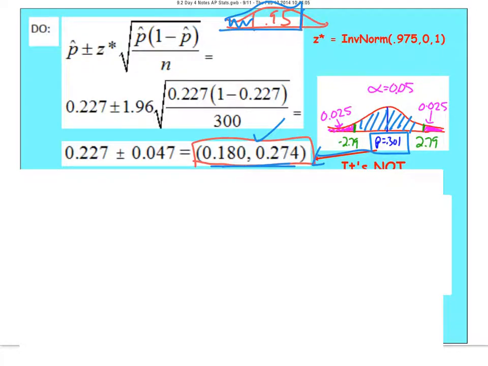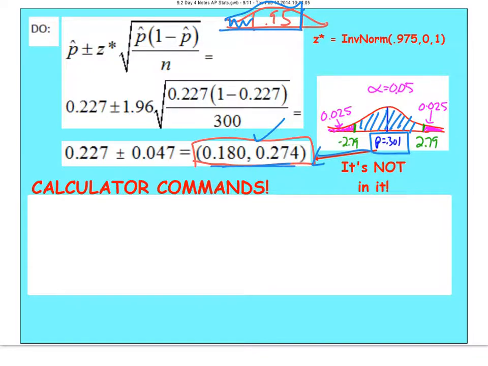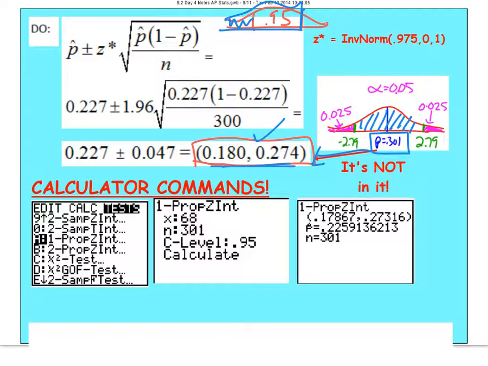Let's revisit the calculator commands really quickly. If you wanted to do this on the calculator, all we have to do for that is remember we're going to go this time again to stat, and we're going to go to our tests. This time we choose the 1-proportion Z interval. We're going to type in the 68, the 300.